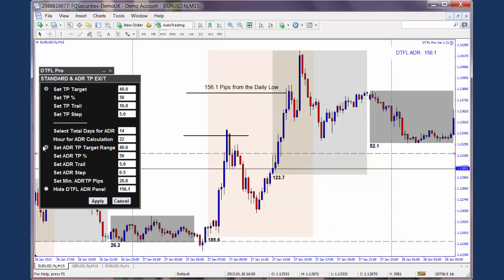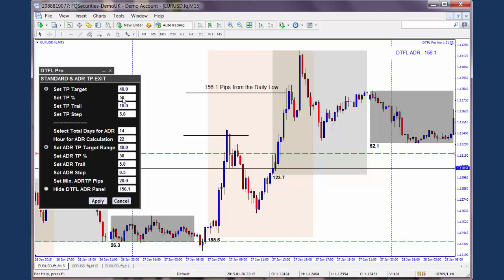The only other thing apart from that, if both of them are selected, the rule is whichever target is hit first, whether it be the ADR target here, or in this case the 40 level. In the circumstances here, obviously it'd be the 40 pips which would be hit first. So this would then control the partial close.